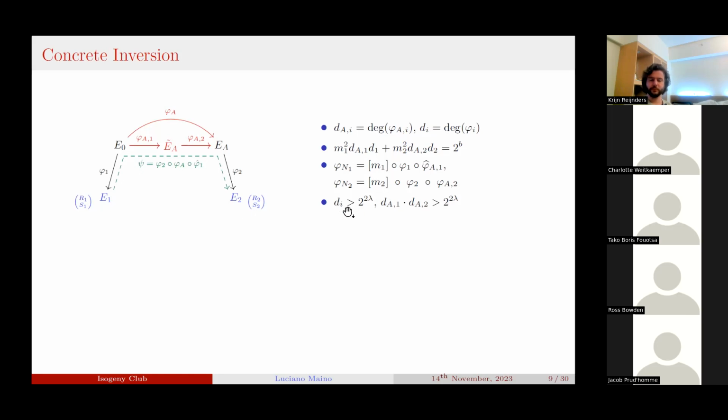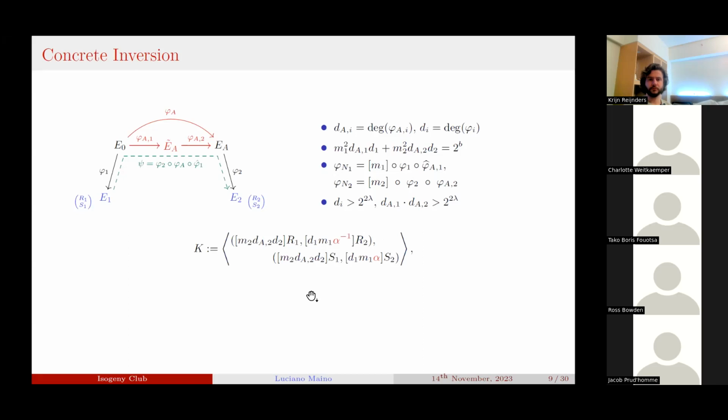The other conditions that we need for these isogenies: all the degrees of these isogenies must be smooth enough so we can compute them efficiently. And the other thing we need is that di should be larger than 2 to the 2 lambda, and dA1 times dA2 should be larger than 2 to the 2 lambda. I will explain later on why we need this condition to ensure security.